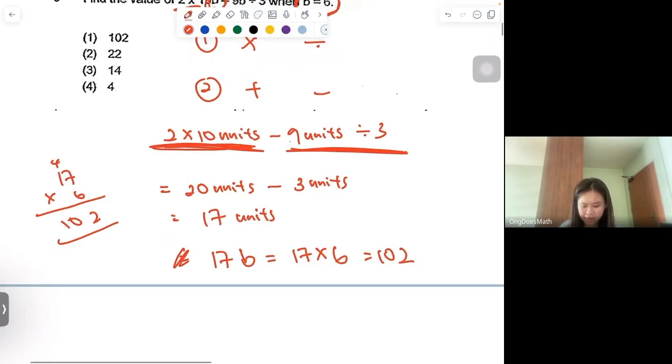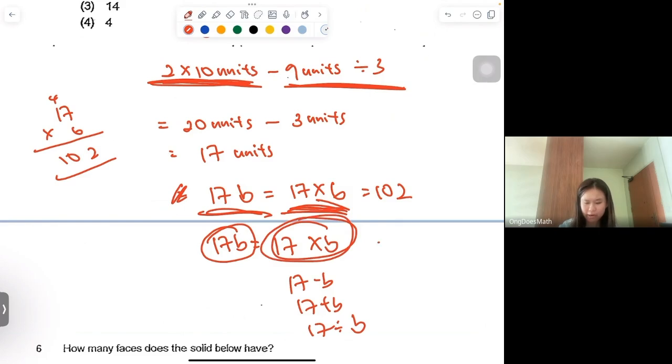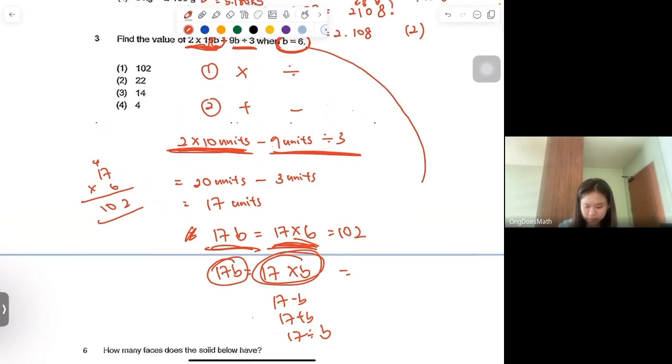Okay, why is 17b 17 times 6, right? 17b is equals to 17 times b. It's not 17 minus b, it's not 17 plus b, it's not 17 divided by b. Always remember that 17b is 17 times b. So now they tell you b is equals to 6. Just replace the b with 6, so it just be 17 times 6, which gives you 102. I hope this is clear.